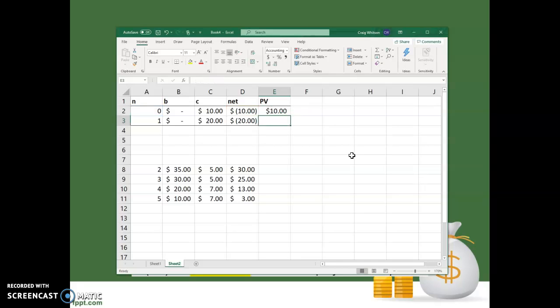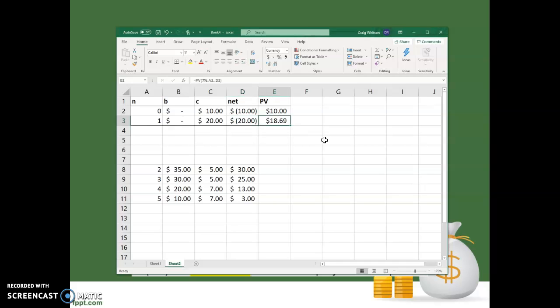Okay, so what I'm doing is calculating the present value of the investment amounts. I found the present value of the $10 amount from year 0 is just 10, because that is occurring at the beginning of the project. We didn't have to discount it at all. This is a present value already. But the $20 value here is not a present value. That is 1 year into the future.